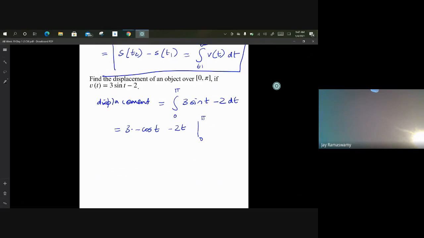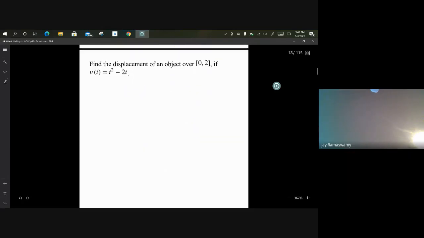Now it's just evaluating a definite integral. Do not skip steps. Show every step on your homework, guys. So once again, displacement is the change in position, the integral of the velocity function. Is that clear? Okay, let's do another example. We'll skip this.